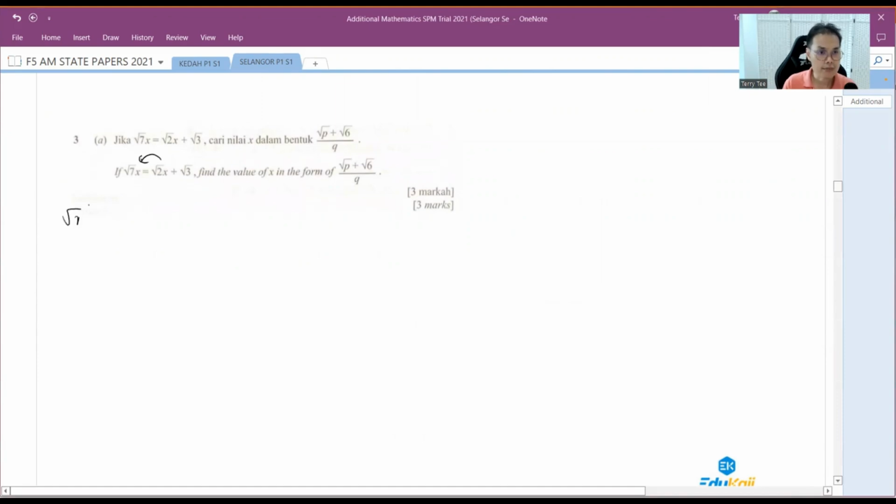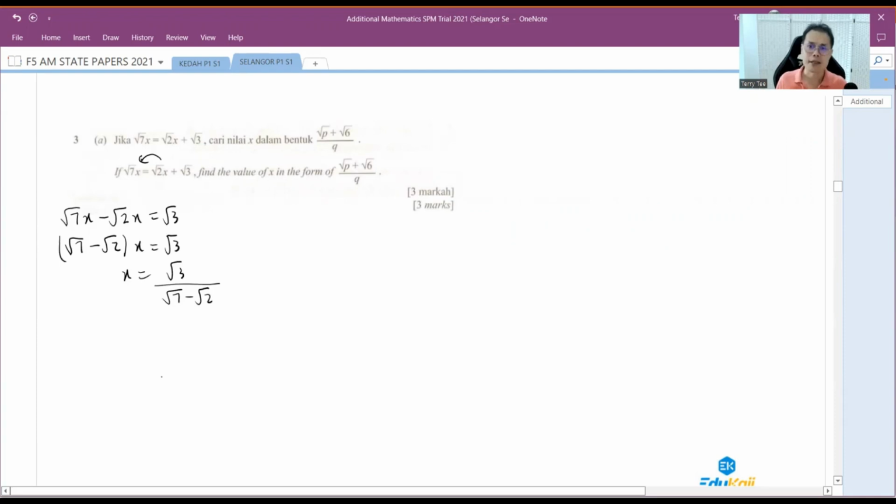So square root 7x. Let me write square root 7x minus square root 2x. The result is square root 3. So let's factorize this as square root 7 minus square root 2, bracket x. Your outcome is square root 3. So to find x, let's divide them. Square root 3 divided by square root 7 minus square root 2.